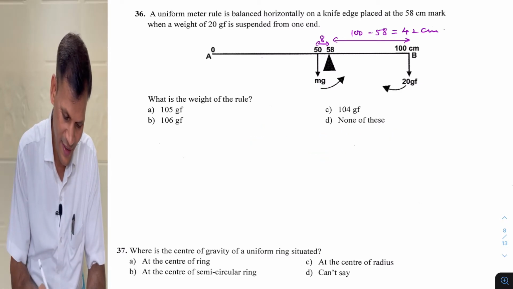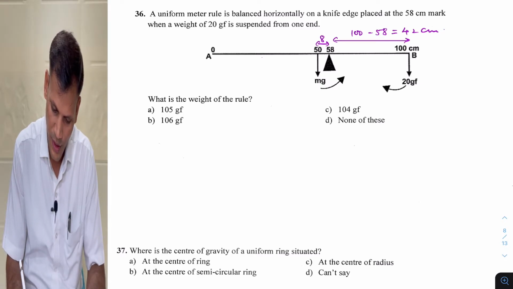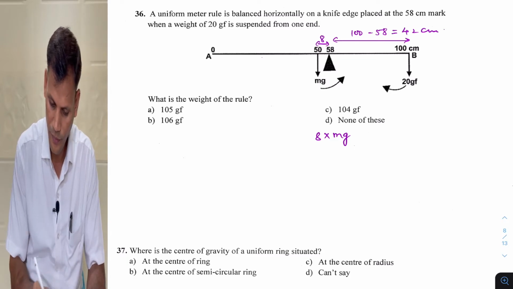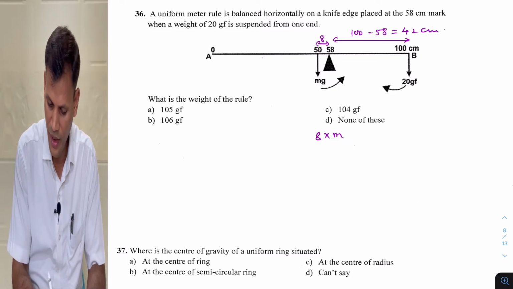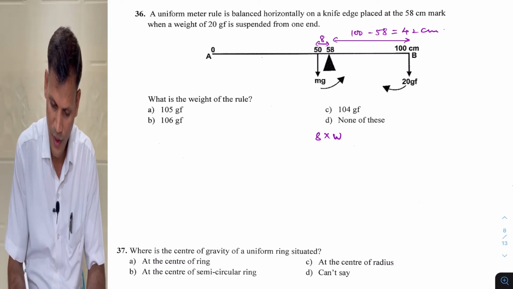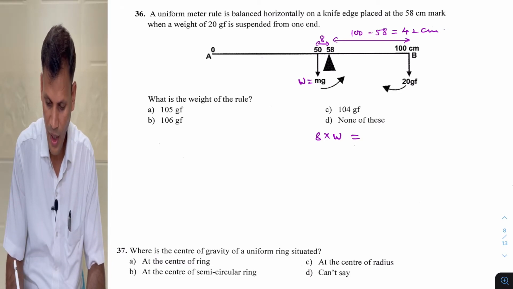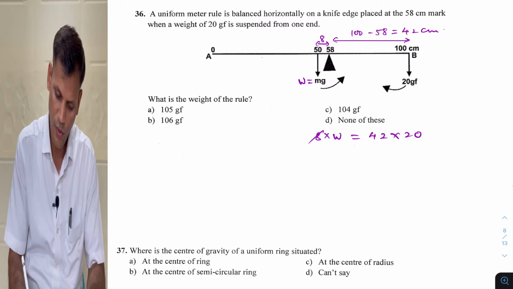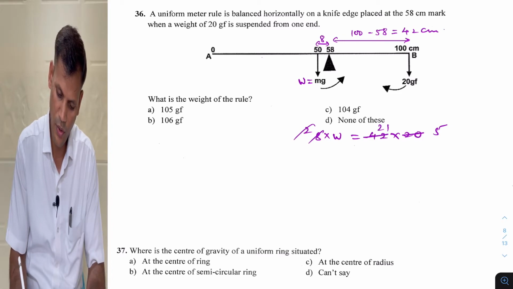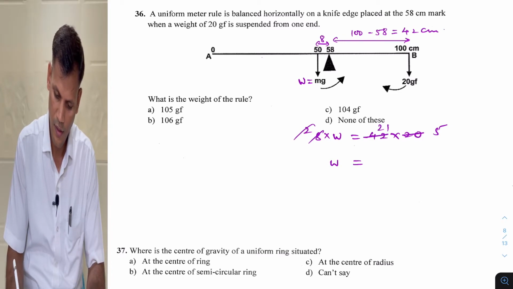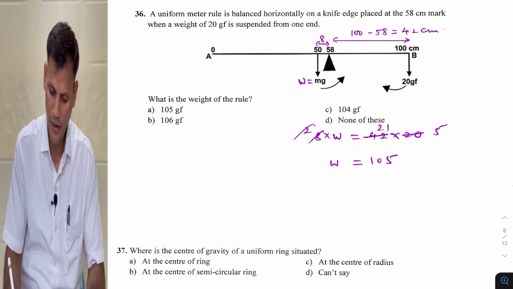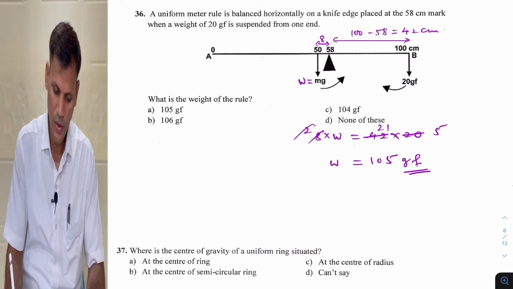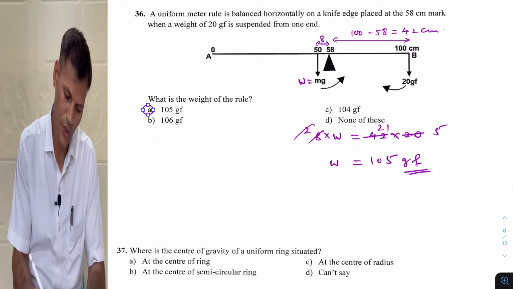Once again I will write. So 8 into mg is equal to, instead of mg we can write weight. W is equal to mg is equal to 42 into 20. So 4 to side, 4 5 are 20, 21, 21 5 are 105 gram force. So A is the correct option.